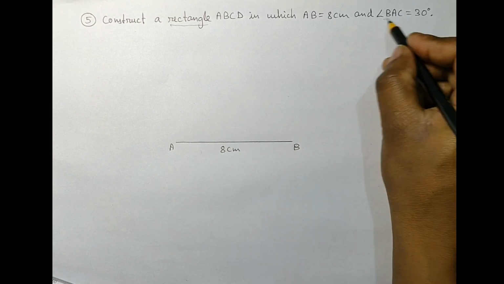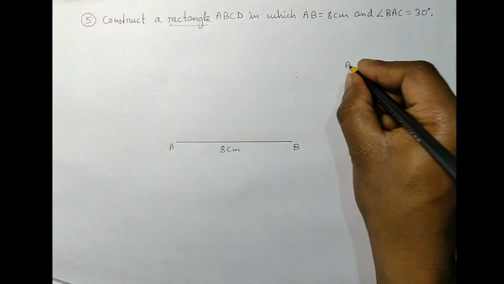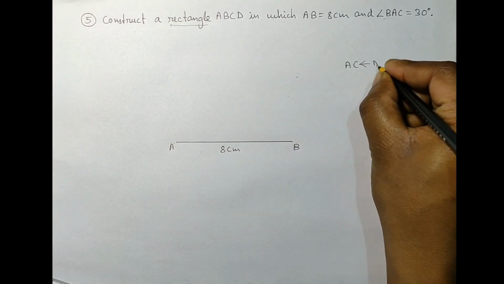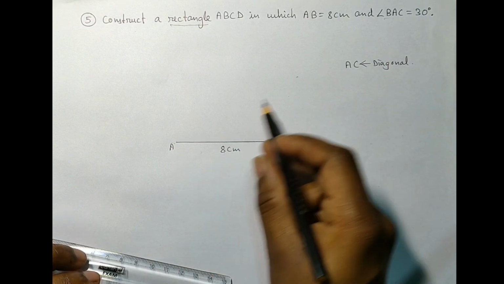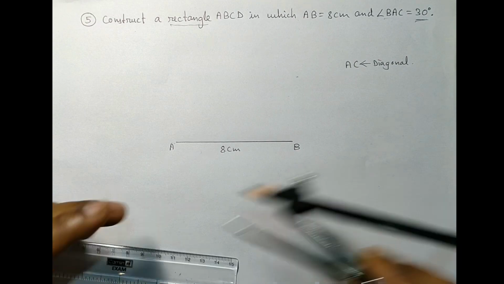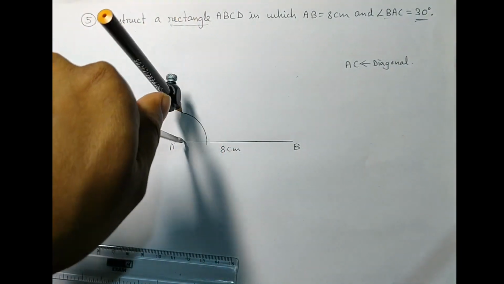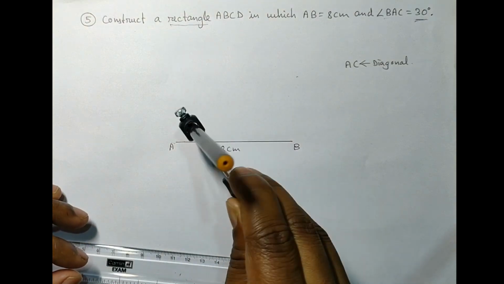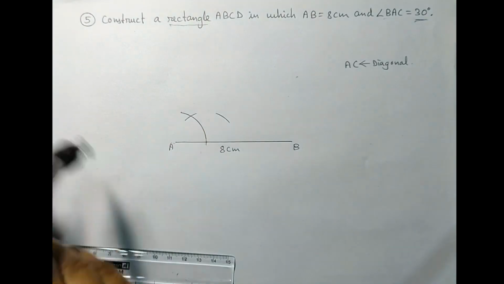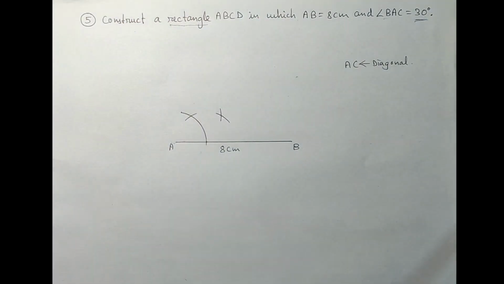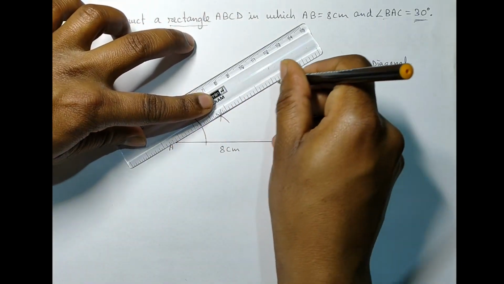Now we have angle BAC given as 30 degrees. So here we'll have angle BAC. Now AC will be the diagonal. So using the compass, let's construct 30 degrees. First let's make 60 degrees. Let's cut an arc and now bisect 60 to get our 30 degrees. Now using the ruler and these 2 points, let's draw the line.